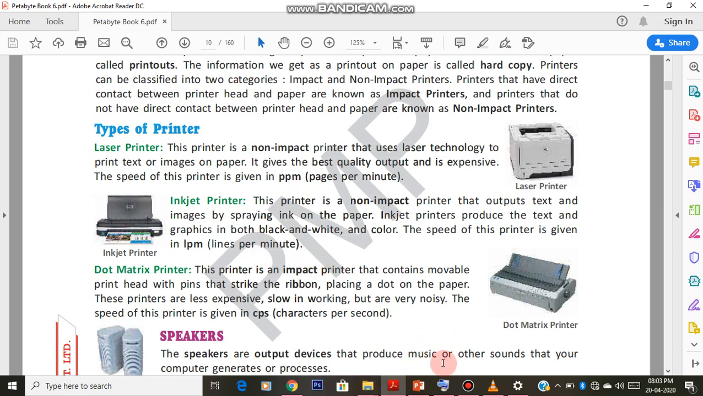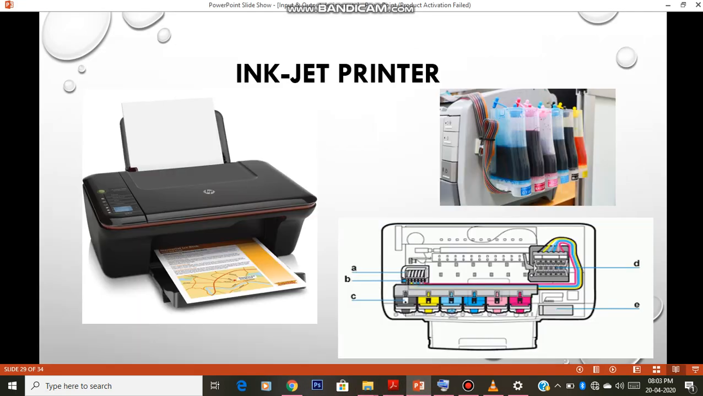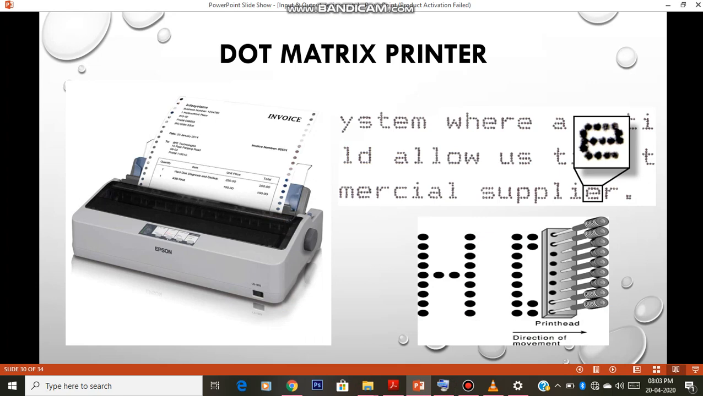Next type of printer is the dot matrix printer. You might have seen this in train tickets. If you take train tickets, not digital train tickets, if you go to the railway station and buy the tickets, you will get a ticket like this, and the characters on the ticket will be written in this way, right? This is one of the examples of an impact printer.